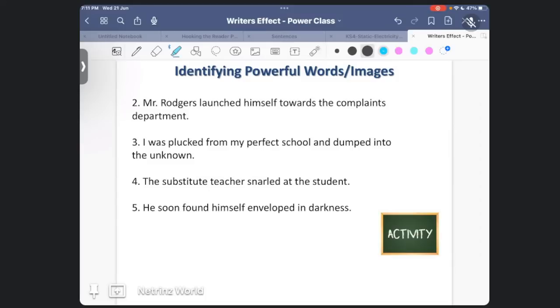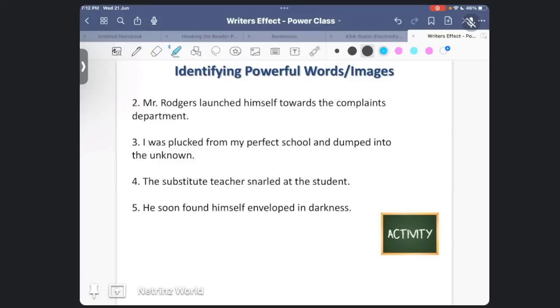He is running towards the complaints department. He is furious. He might not be happy with some service or some product, whatever, but he's extremely furious and he's rushing himself towards the complaints department.